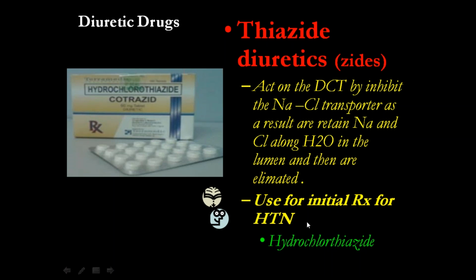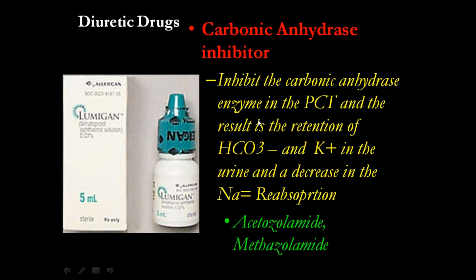Thiazides are used for the initial treatment of hypertension. You know that you have pre-hypertension, hypertension 1, hypertension 2, hypertension 3, depending on how the blood pressure increases with time. The first line of treatment for hypertension is going to be the thiazides. And just remember, it's very simple: all the names are going to end in thiazide.